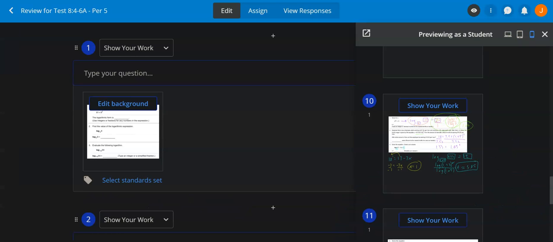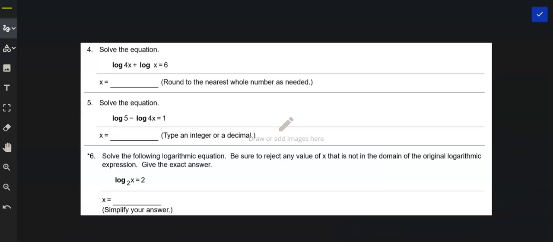Page 11. Man, doing all kinds of work here today.